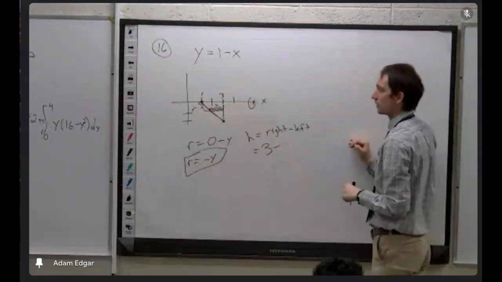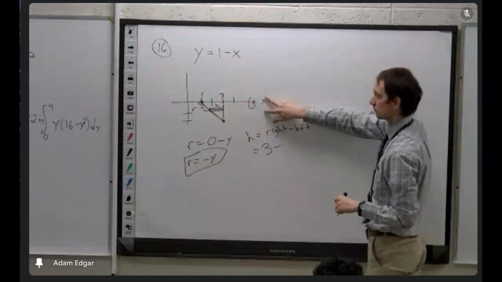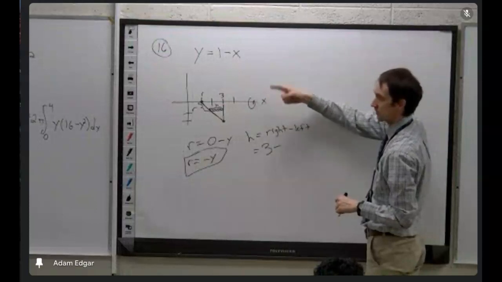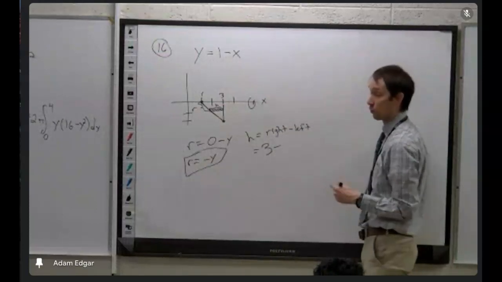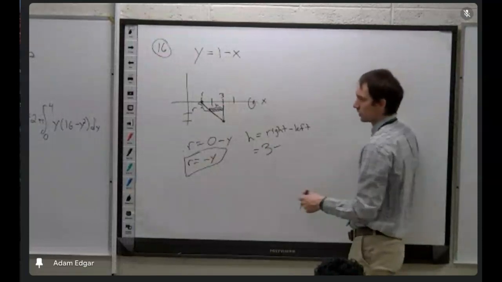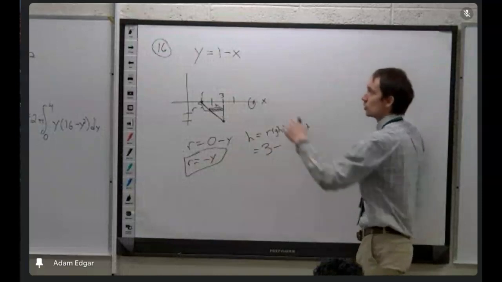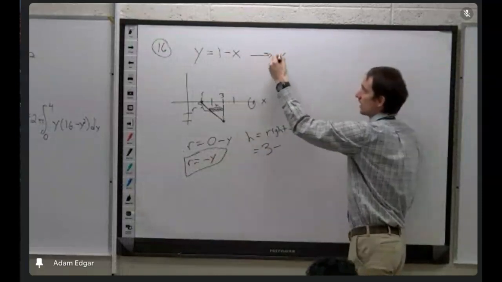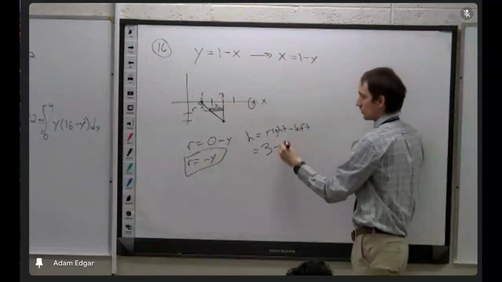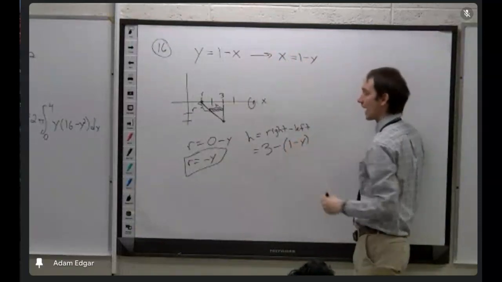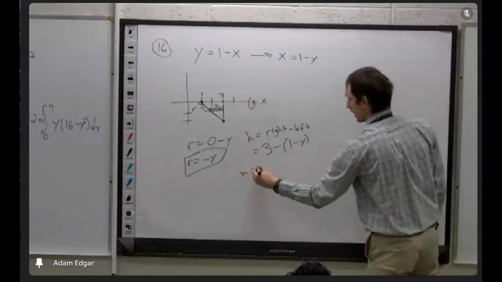And because we're rotating about the x-axis, we have to be doing things in terms of y. A little confusing. So r is y, so we got to be doing stuff in terms of y. So we got to rewrite this thing, isolate the y, so add the x, subtract the y, 1 minus y. And so we have 3 minus the line, which is 3 minus 1 minus y. And so that's why our height ends up being 2 plus y.